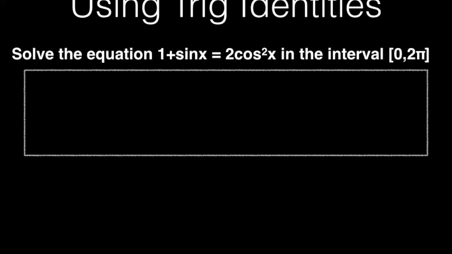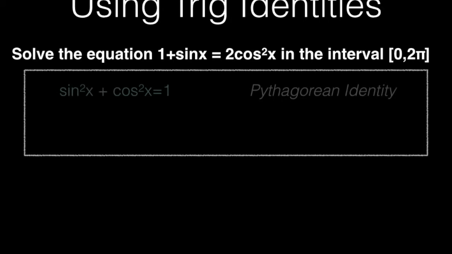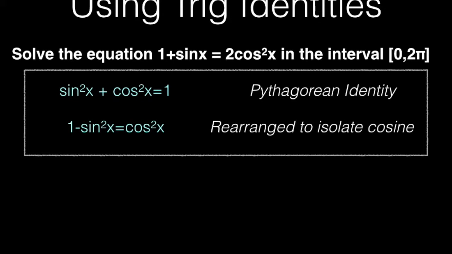Well, when you were learning trig identities, perhaps the first identity that you learned was the Pythagorean identity. Sine squared x plus cosine squared x is equal to 1. Now, how can we utilize this identity to solve this equation? Well, if you notice in the equation, we have cosine squared x. So if we rearrange the Pythagorean identity, we can get 1 minus sine squared x is equal to cosine squared x. So we isolate the cosine squared x.